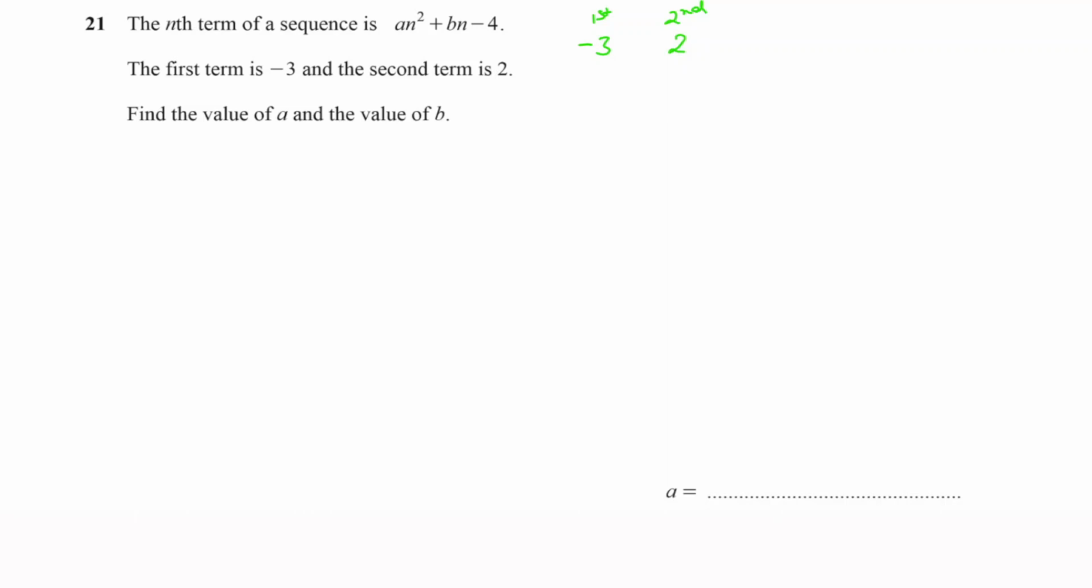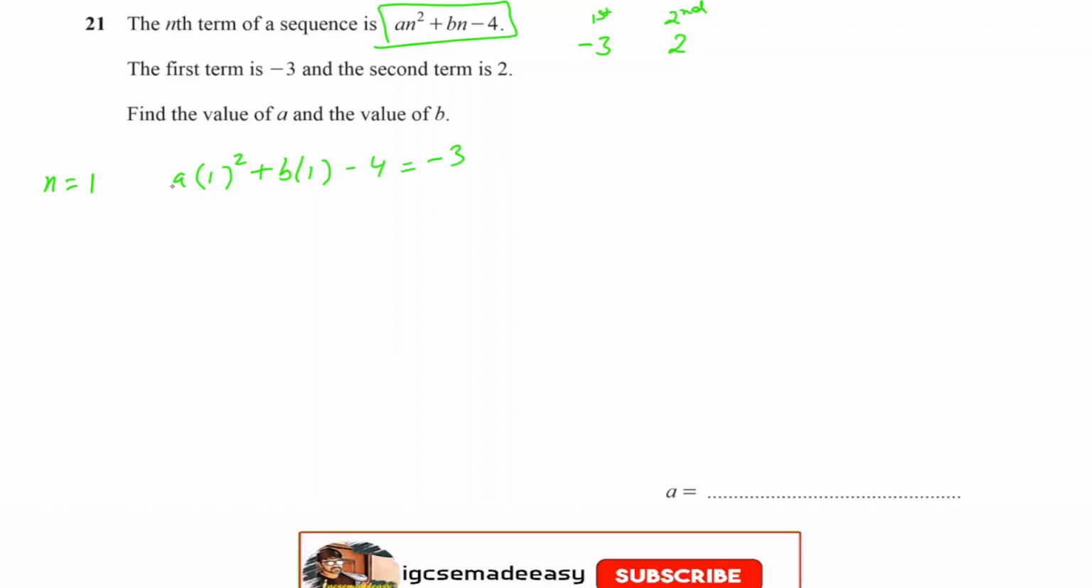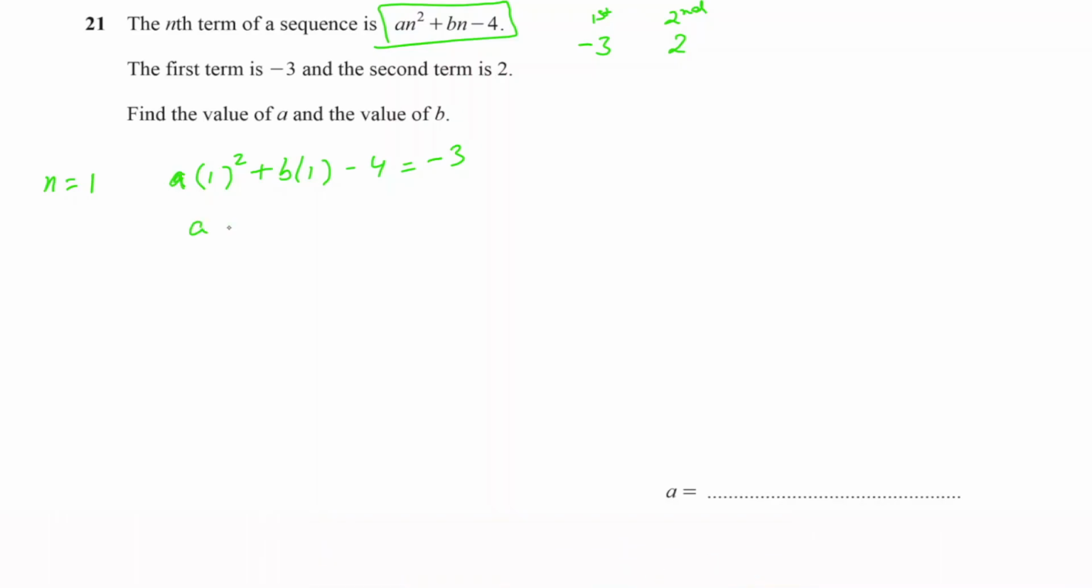And the nth term is given as an squared plus bn minus 4. So if the first term is minus 3, let's try to find the equation. If n equals 1, I'm putting n as 1 in a plus b, and that equals minus 3, because for the first term the value is minus 3. So 1 into a is a itself, plus 1 into b is b. 1 squared is 1 itself, that's why I wrote a. Then minus 4 equals minus 3.